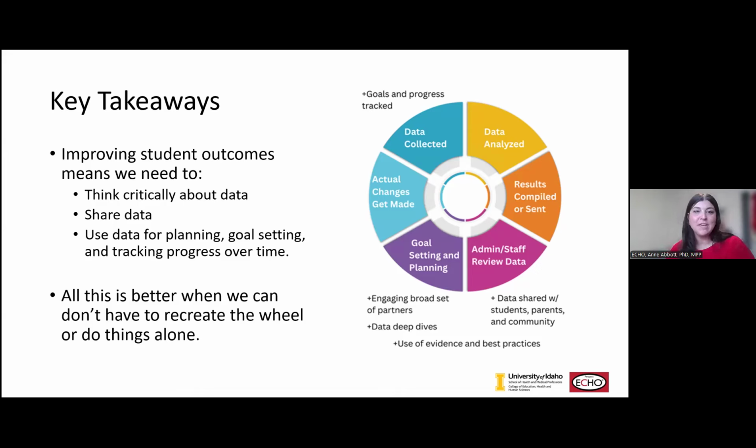But yeah, so key takeaways I think that Norm and I wanted you all to have from this are, when we're thinking about improving student outcomes, we have to think critically about data. We need to share data and not hoard it or let it collect dust on a shelf. And we need to use data for planning, goal setting, and tracking progress over time, right? All this is better when we don't have to recreate the wheel and do things alone. So obviously having partners, using existing forms of research and evidence and curriculum or programs, right? Being able to rely on the things that we actually know are going to make a bigger impact is going to help us do all that.